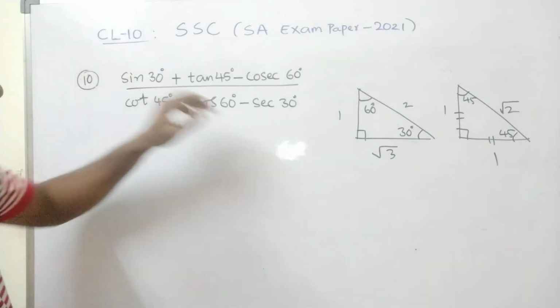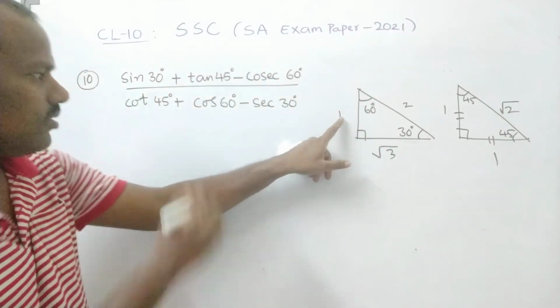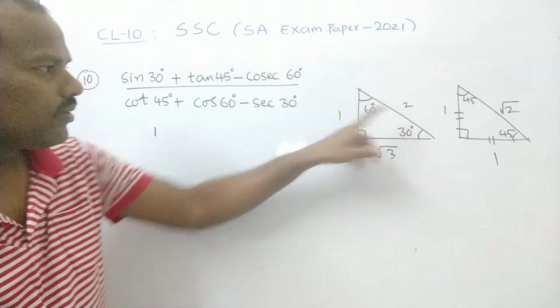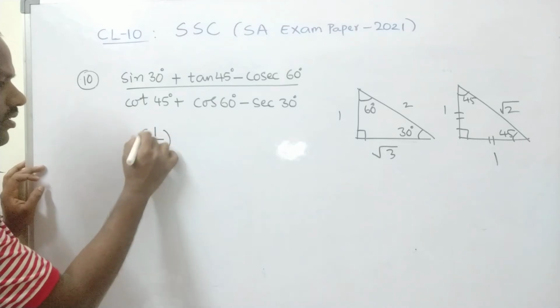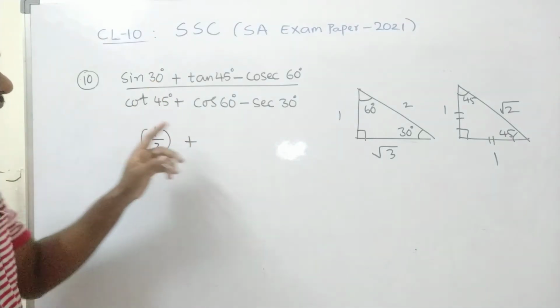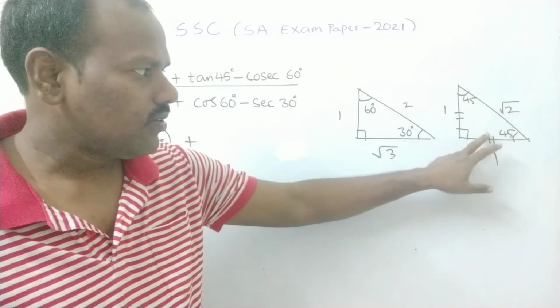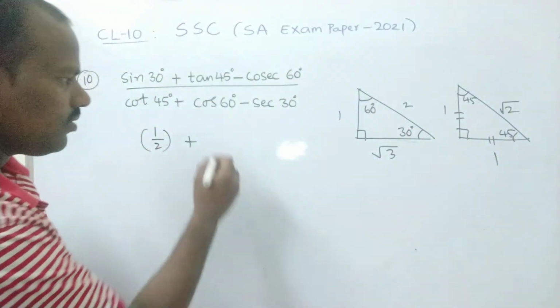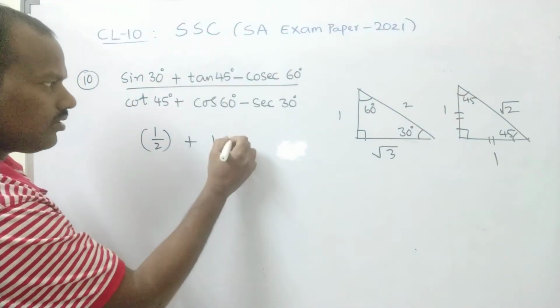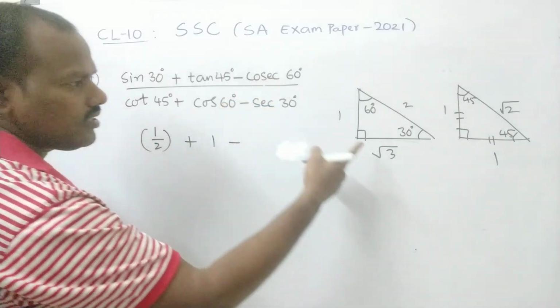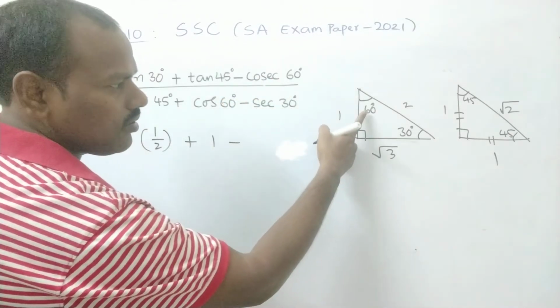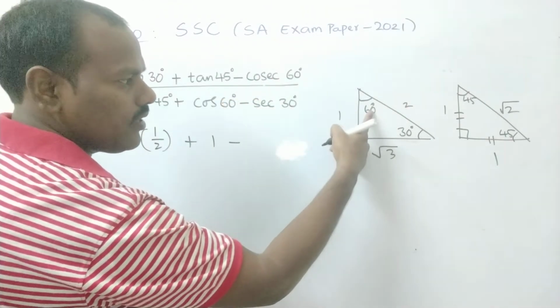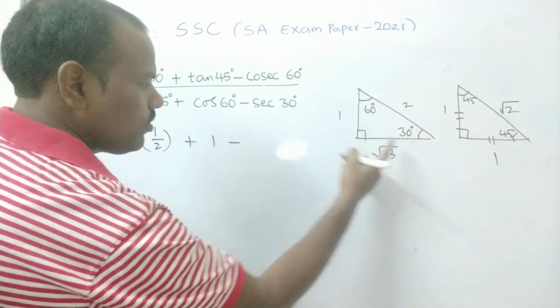So sin 30 degrees: opposite side equal to 1 and hypotenuse equal to 2. So 1 by 2 is the first answer, plus tan 45. Tan 45 is equal to opposite by adjacent, which is 1 by 1, 1. Minus cosecant 60. Cosecant 60 equals hypotenuse by opposite, that is 2 by root 3.